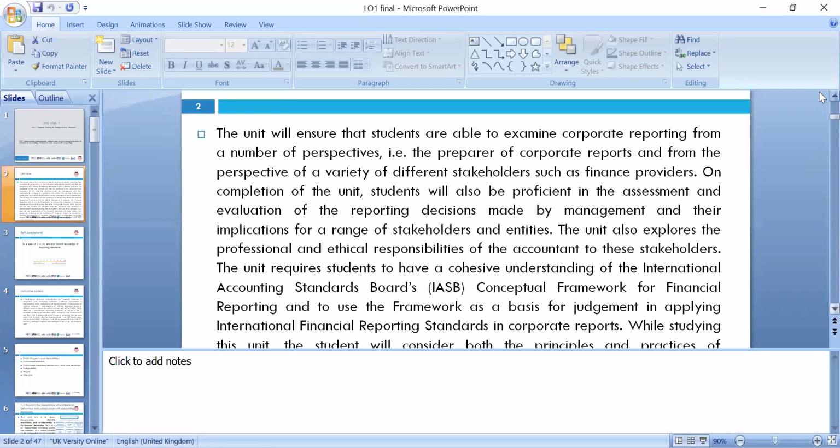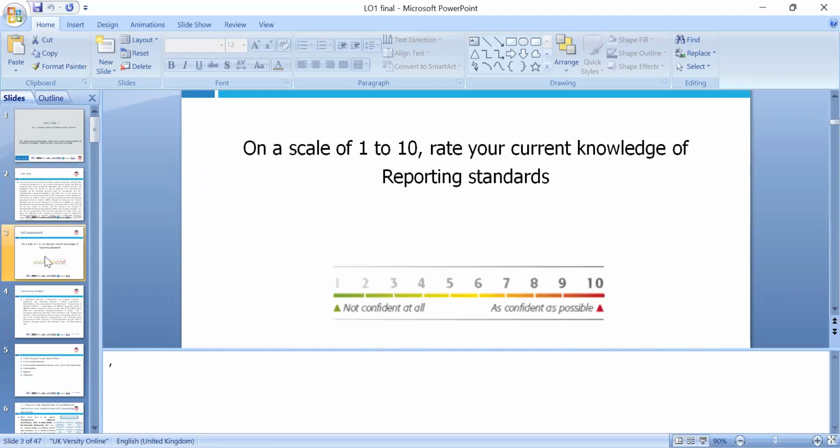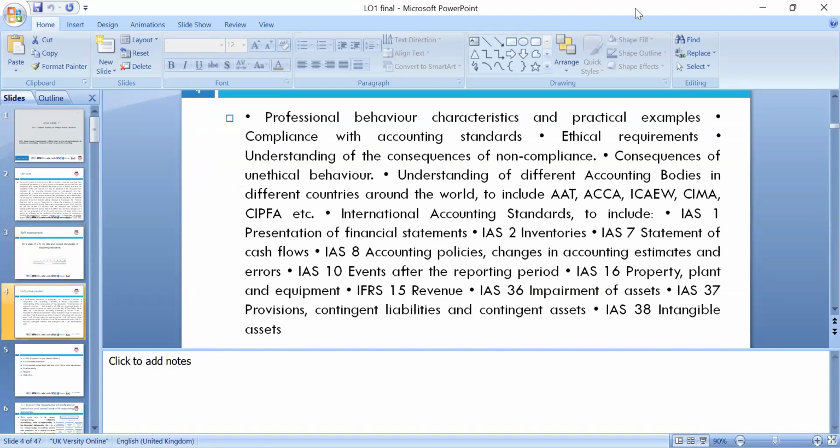We have the indicative content and the aim of the unit, as I mentioned from the unit specification, and we'll go through the reporting standards. It is always good to reflect on how much we already know about reporting standards, and then we can look at the accounting standards I just mentioned earlier.